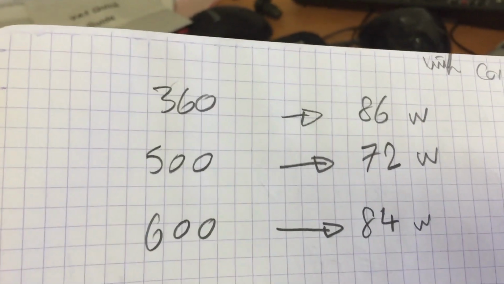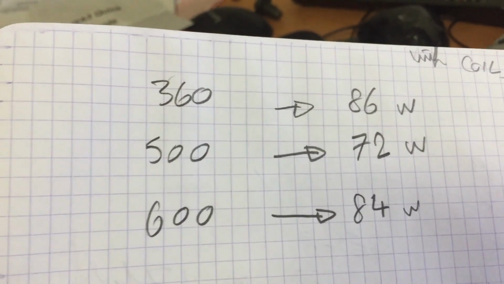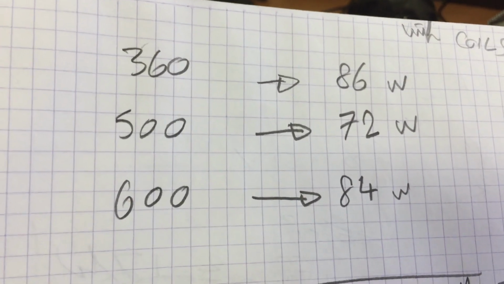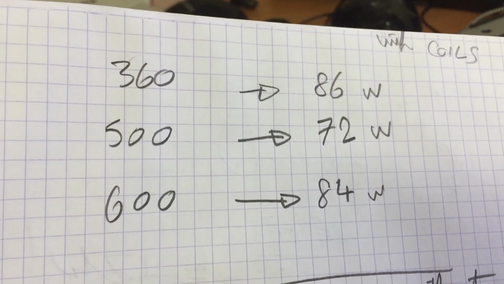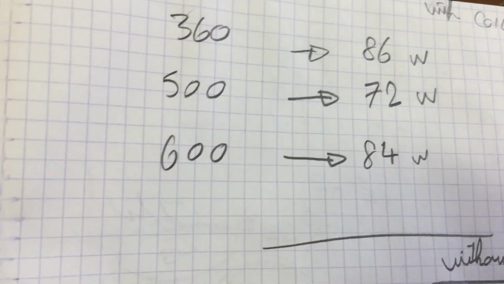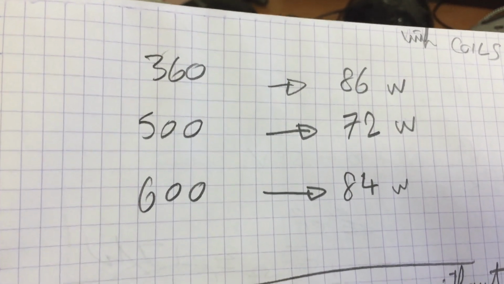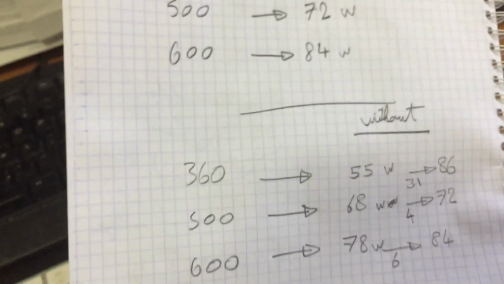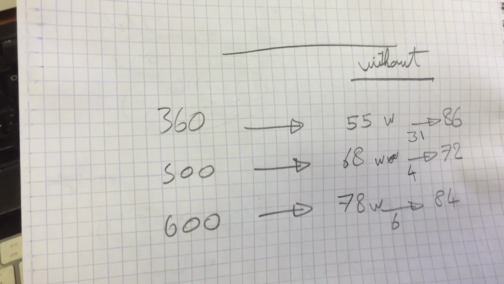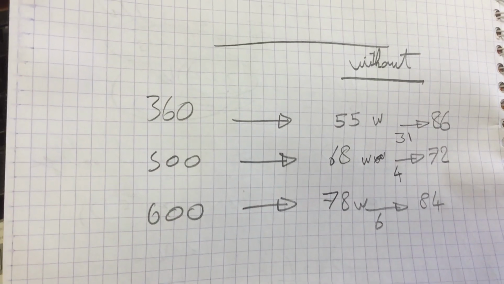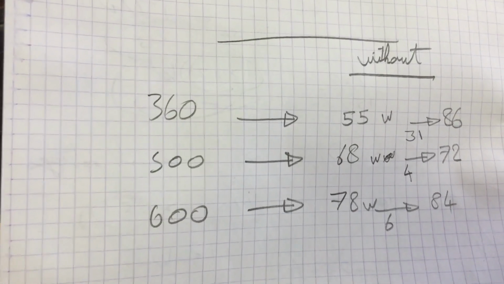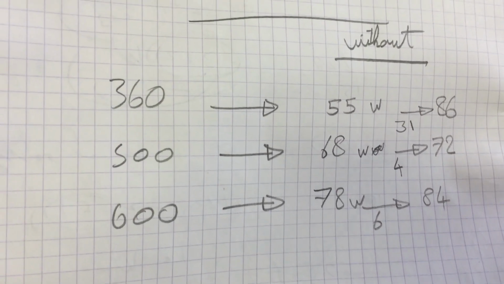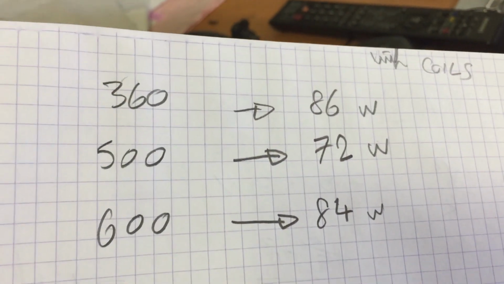As you see, at 360 RPM, which is one of the resonance speeds, with a value of 60 microfarad, I get 86 watt with the coils and cores installed, the four coils. At 500, it requires 72 watt from the motor to run without load, 684. Now, without the coils, the results are far off at low speed. At 360, it's really different. Without it, it's only 55 watt, and with the coils, it requires 86.